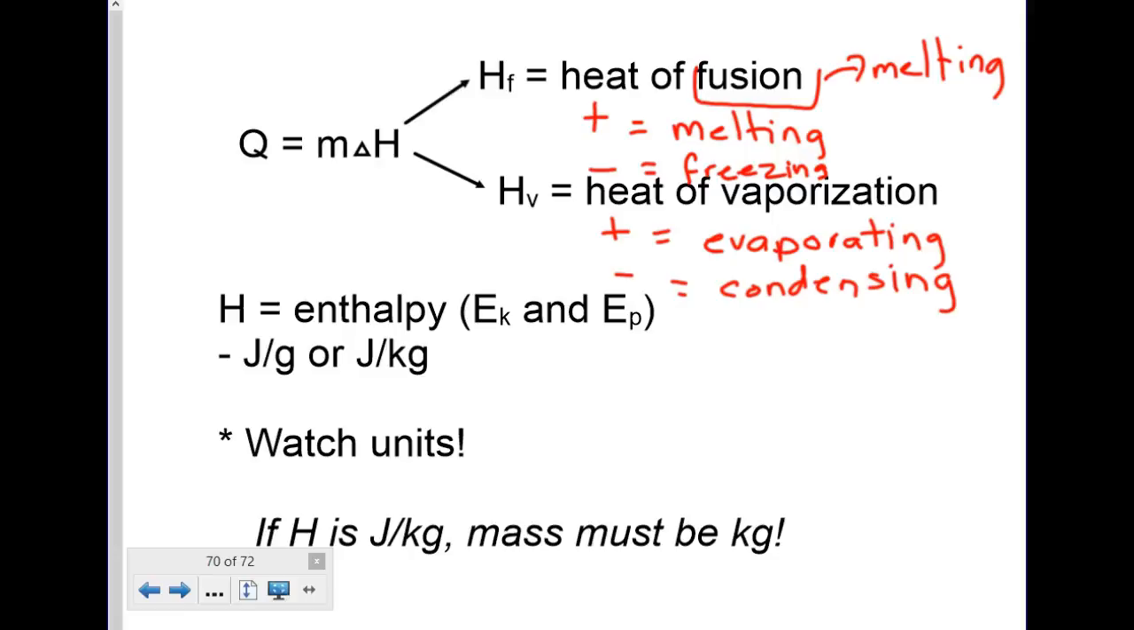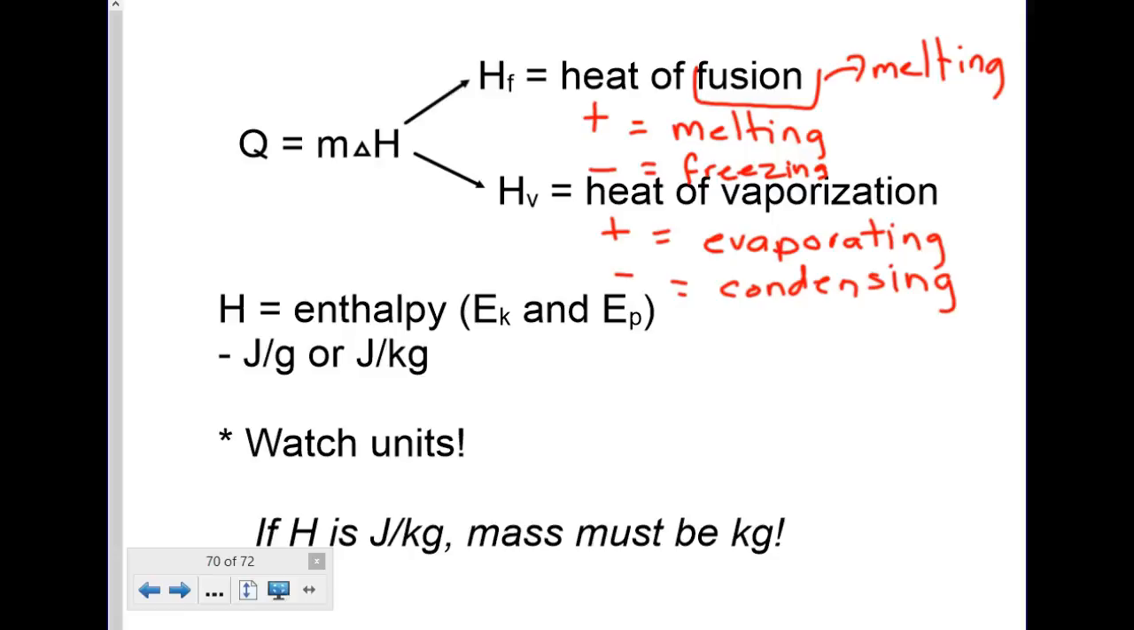H is a new letter for us. Oftentimes you'll see references to the fact that this is heat, which is a little bit misleading, because if it was heat, then why do we have a different letter? Q is heat energy. When we talk about H, it's actually enthalpy, and we're considering both the kinetic and the potential energy, not just heat energy.